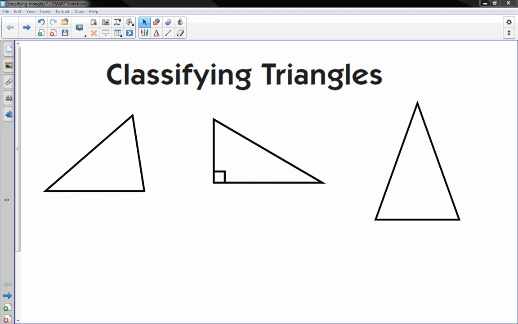Hello, this is Mr. Knowles, and this mini lesson is focusing on classifying triangles, which we're learning about in math class right now in our geometry unit. We've learned that you can classify triangles in two ways. One way is by their angle measure, and the other way is by the length of their sides. This lesson is going to focus on the angle measure.